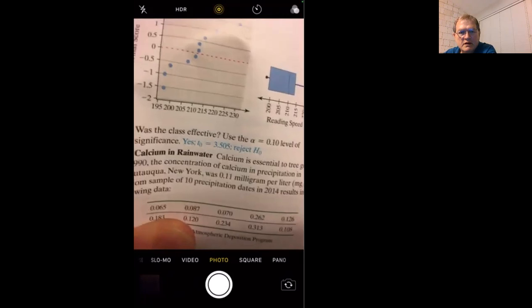21, it's not really clear how they want that. Well, let's see, 23 in rainwater have changed. Okay, 23 is a clear two-tail test. It's about calcium and precipitation in rain. So calcium is essential to tree growth. And so they measured calcium.